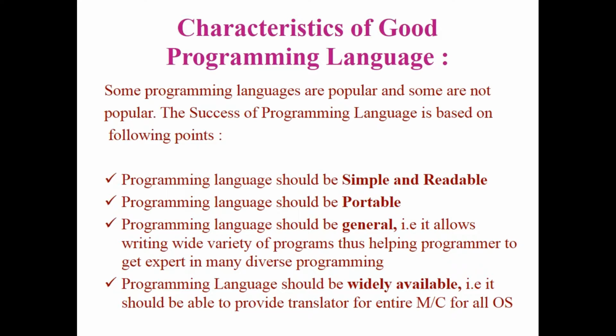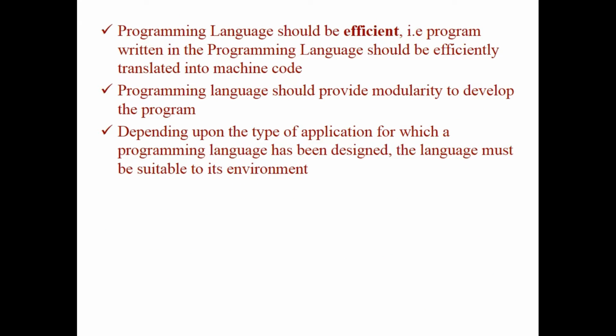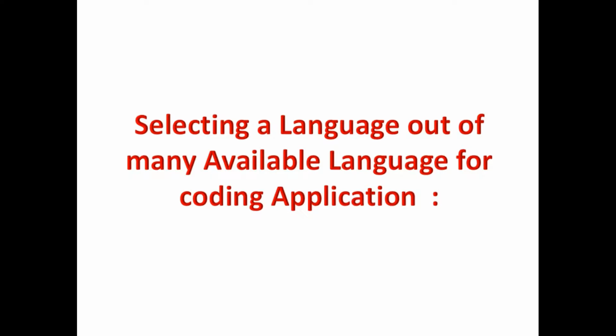A programming language should be widely available, that is, it should be able to provide translators for all machines and all operating systems. It should be efficient, that is, a program written in the language should be efficiently translated into machine code. It should provide modularity to develop the program. Depending upon the type of application for which a programming language has been designed, the language must be suitable to its environment. So, as you understood, C is good, C++ is good, Java is a good programming language.